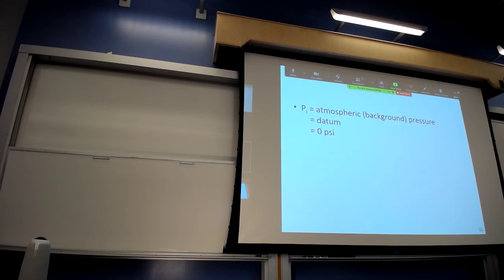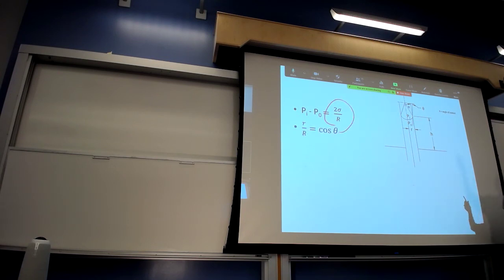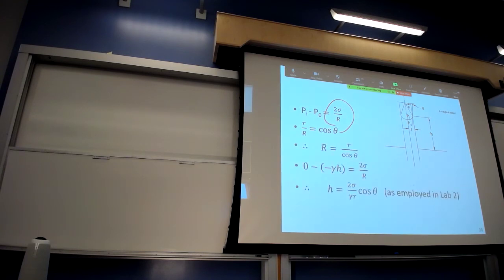And what we can do very quickly is we can put that radius of curvature in terms of the radius of the test tube. So in lab, you actually have the radius of the test tube. And ultimately what we do is we take that and we rearrange the equation, and this is the equation you're going to use in lab 2. We're going to measure everything but sigma, and you're going to calculate sigma.